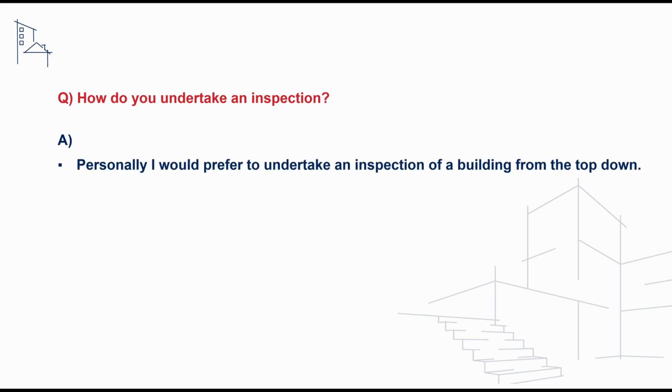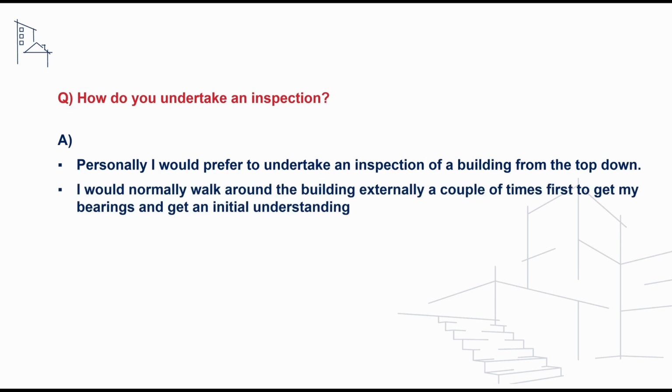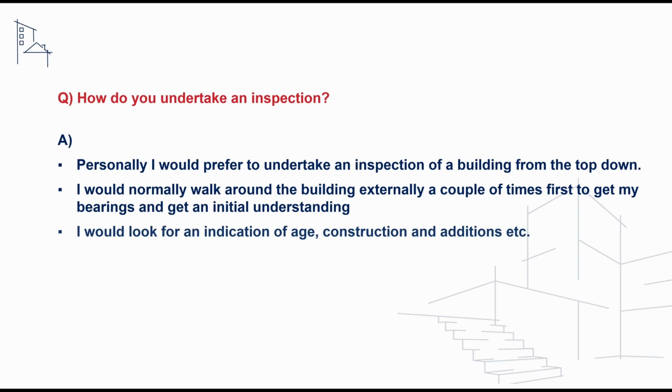And to address this, we could say that my own personal preference when undertaking inspections has been to undertake these from the top floor of the property, working my way down. In the past, I've normally walked around the building externally a couple of times, first of all to get my bearings and get an initial understanding, paying close attention to the indication of age, the form of construction, and any extensions and external defects. I then started the inspection externally by inspecting each elevation in turn, looking at the roof, elevations, windows, doors, drainage, and any rainwater goods.